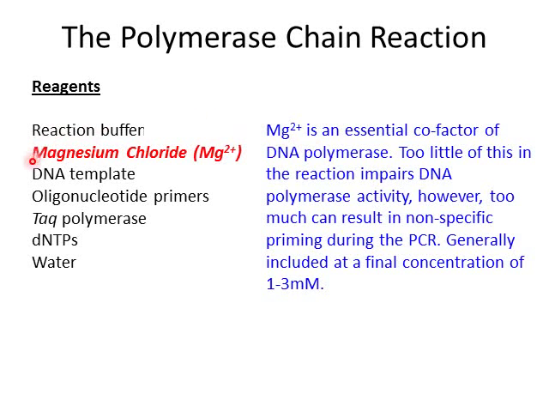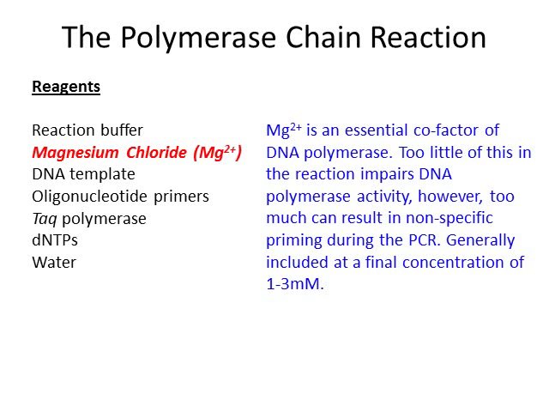The next reagent is magnesium chloride. It's really there to provide magnesium ions to the reaction, and this is very important because magnesium is an essential cofactor of the DNA polymerase enzyme. So in other words, if you don't have any magnesium ions in your PCR, it's going to severely impair the function of the DNA polymerase enzyme. So activity of the polymerase is going to be drastically reduced.